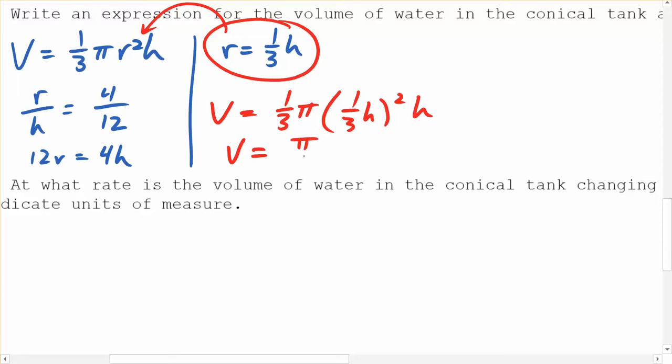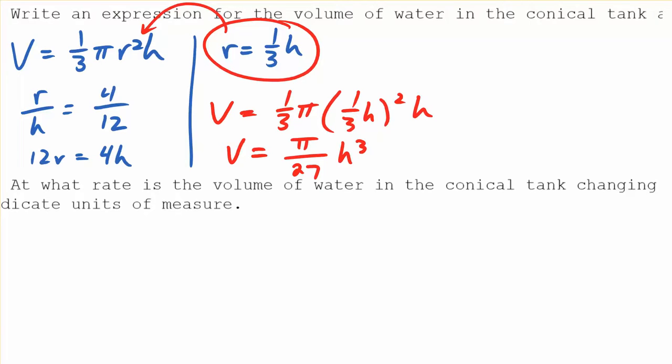Pi over what? Well, pi, yeah, but do all the 3 times 3 times 3. What is that? 27 h cubed. Volume is pi over 27 h cubed. That right there, without the parentheses, would not be correct, because you missed that the 1/3 is also being squared. Be really, really careful with your parentheses. And then there's an h on the outside.